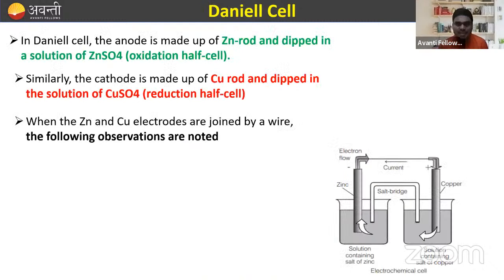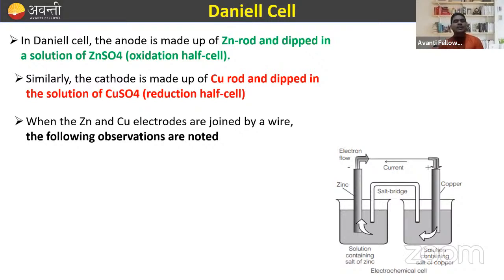Now, what is the Daniell cell? Some important points regarding the Daniell cell. In the Daniell cell, the anode is made up of a zinc rod dipped in a solution of ZnSO4, which makes the oxidation half cell, right? Similarly, the cathode is made up of a copper rod dipped in a solution of copper sulfate, the reduction half cell. When the zinc and copper electrodes are joined by a wire, the following observations are noted, right?